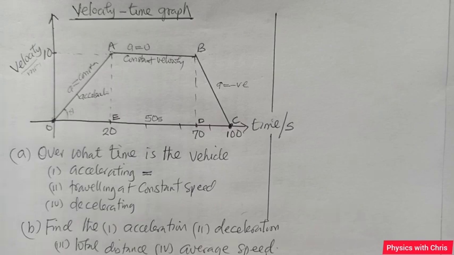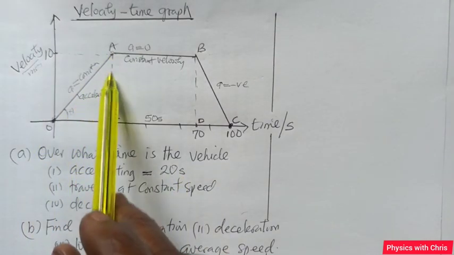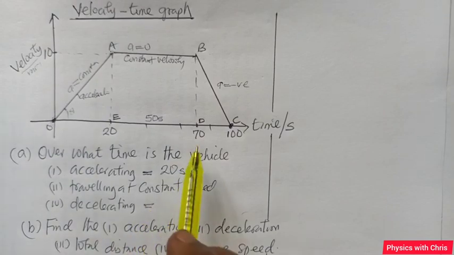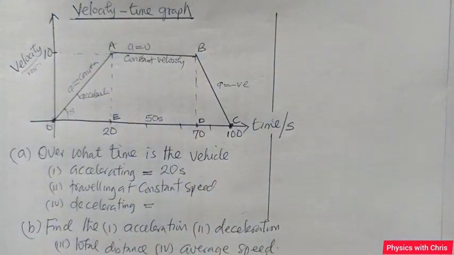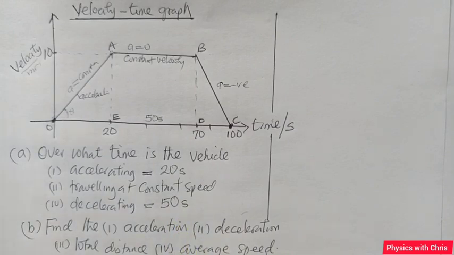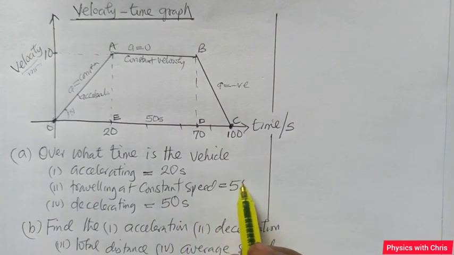So the question, let's come back to it again. Over what time is the vehicle accelerating? Between 0 and 20 seconds. So for 20 seconds, the vehicle is accelerating, because that happens from 0 to point A. That corresponds to time 20. Then constant speed: between A and B, the body is moving at a constant speed, which is the difference between 70 and 20. That gives you 50 seconds. And that's for constant speed, 50 seconds.